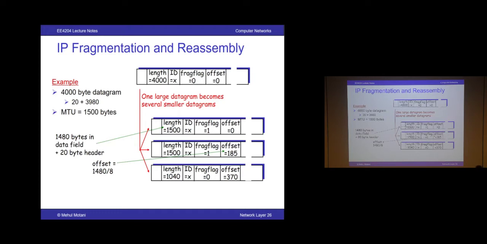Now, since I'm assuming a 20 byte header, and the largest a packet can be, the MTU, is 1,500, what's the largest payload? If I have a 1,500 byte packet and 20 bytes are header, what's the largest payload?